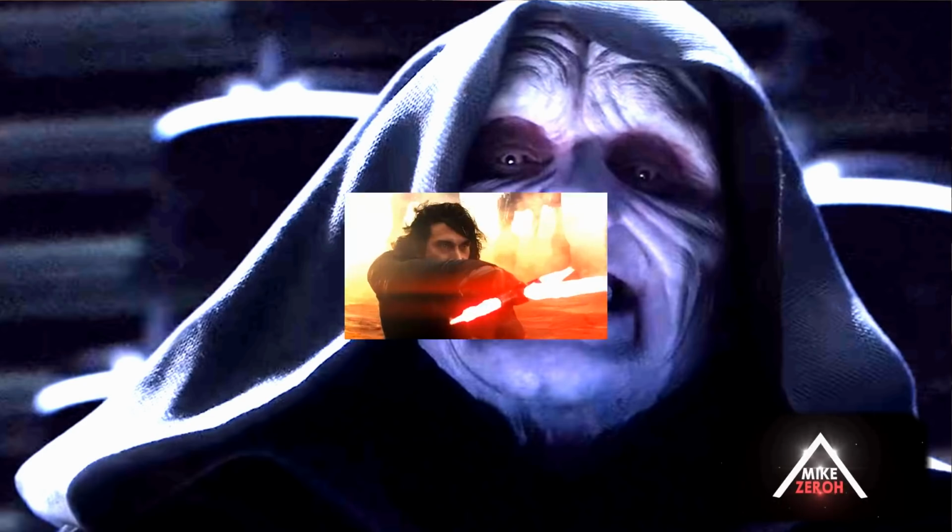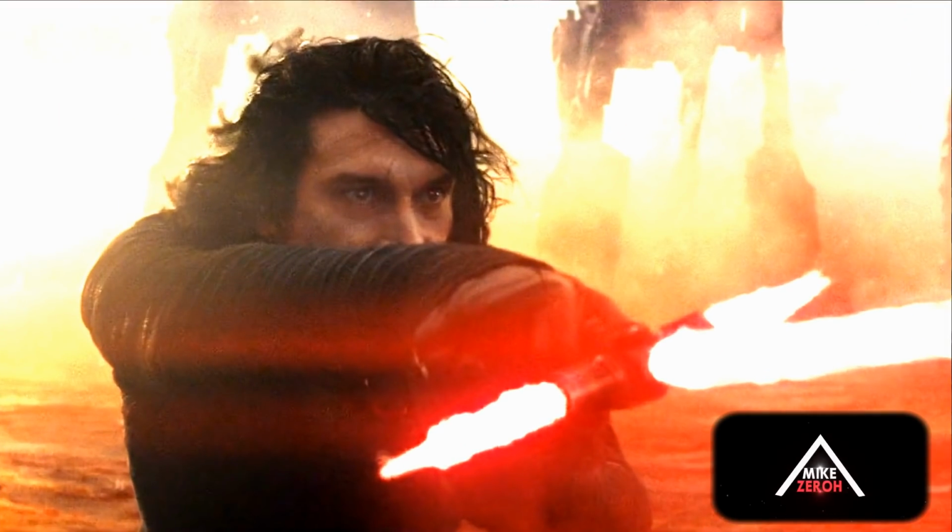Sidious promises that the power Darth Vader once had can be given to Kylo Ren if he brings Rey before him. Kylo ignites his saber and holds it to Palpatine's neck, and Sidious laughs. Kylo Ren then realizes that he must find Rey now, as he learns she is connected to Palpatine's bloodline. So let's go over a couple of parts about this.